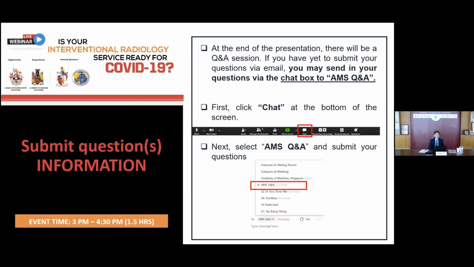Thank you, Dr. Tu, for sharing the detailed workflows in place to prevent cross-infection and to allow essential IR services to continue. Before we go on to the next speaker, for those that may have joined later, we do have a Q&A session at the end of the presentations, and you can submit your questions via the chat function to the AMS Q&A. Next, I would like to invite Dr. Farah Irani, current Site Director for Interventional Radiology at Sengkang General Hospital, who will deliver her lecture on the perspective of the IR service in a small and mid-sized IR service during COVID-19. Dr. Irani, please.